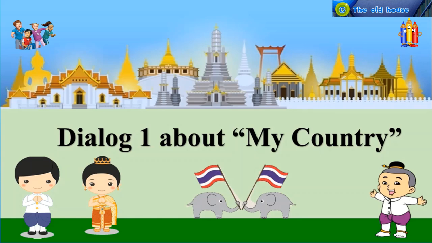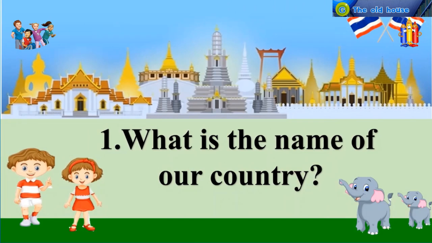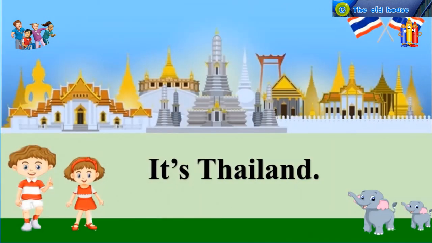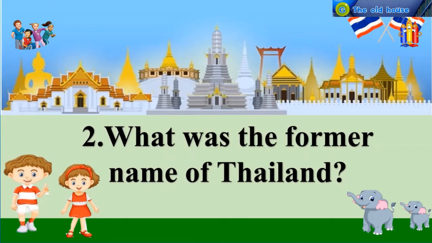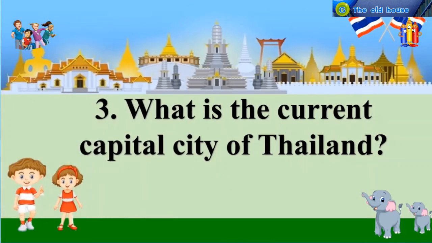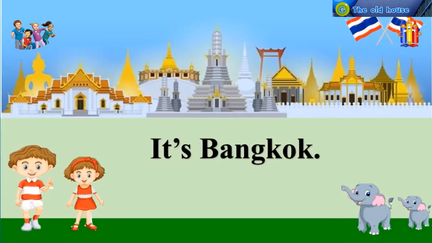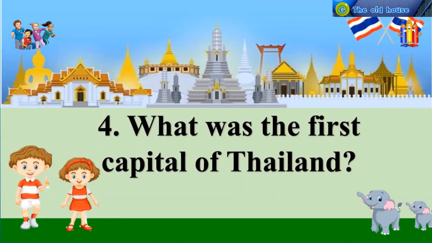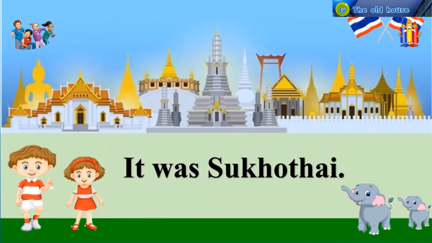Dialogue 1. About my country. 1. What is the name of our country? It's Thailand. Two. What was the former name of Thailand? It was Siam. 3. What is the current capital city of Thailand? It's Bangkok. 4. What was the first capital of Thailand? It was Sukhothai.